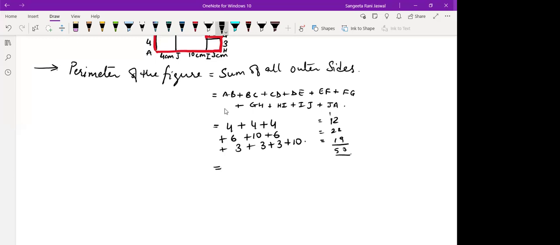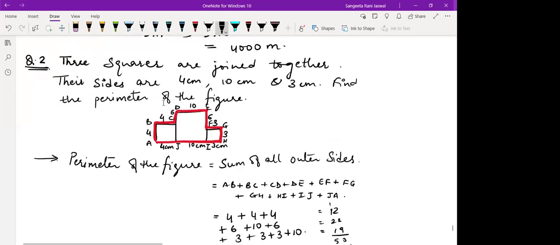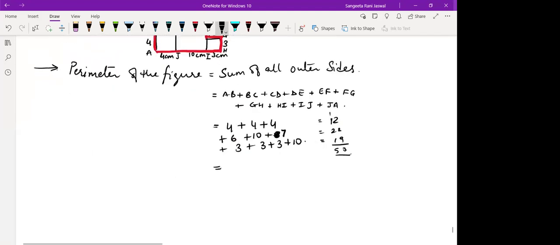Ma'am, I also got 53, ma'am. One second. No, it's not 53, it's 54. Why? Because look here. This is not 6, this is 7, because this was 10, no? This side is from E to I. This is 10 centimeters. So when you have subtracted 3 from here, 7 is left, no? Yes, ma'am. Okay, this is 7, not 6. So this will be 23. Ma'am, I didn't understand. 54 centimeters.